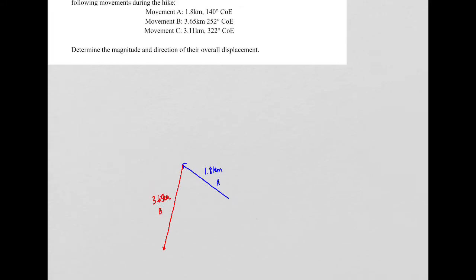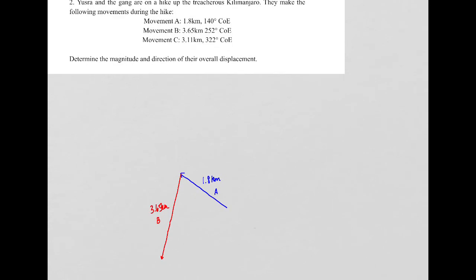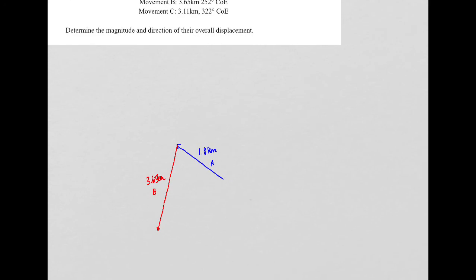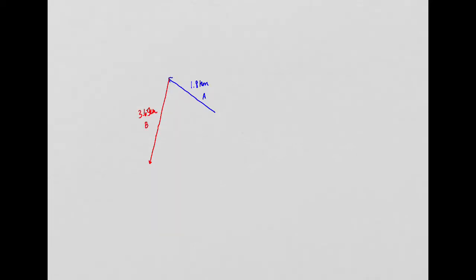And finally, it says that the last movement, movement C, is 3.11 kilometers in a 322 counterclockwise of east direction, which is something kind of like this. All right, so this is 3.11 kilometers, and this is vector C. So our overall resultant is going to be something like this, right?